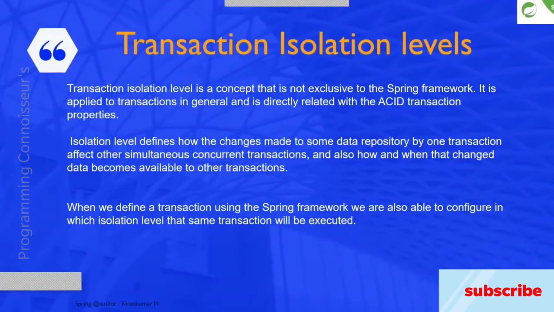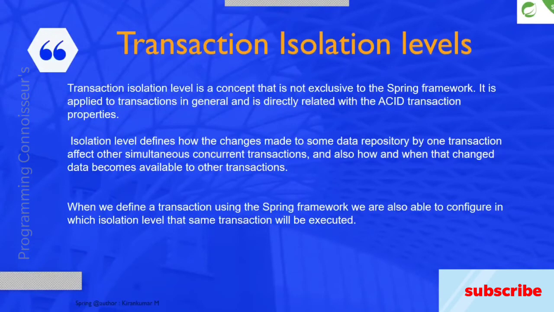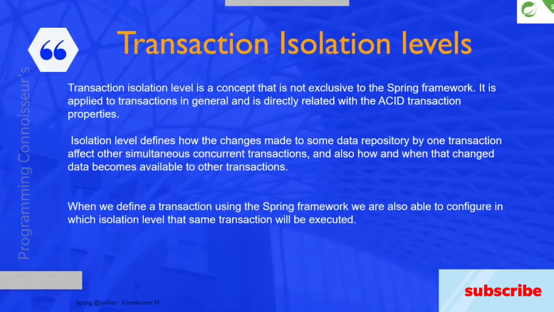It is not only exclusive to Spring Framework. It's applied to all transactions in general. That's why we saw ACID properties initially. So isolation defines how the changes made to data in some repository by one transaction affect the concurrent transactions. So one person is withdrawing money from the account, and another person is also withdrawing money from your account. So in that case, how will these isolations work? How will we maintain isolation?